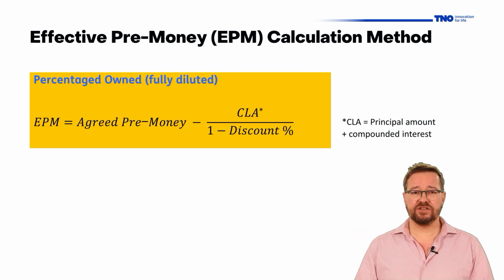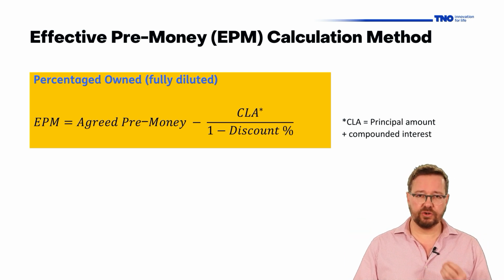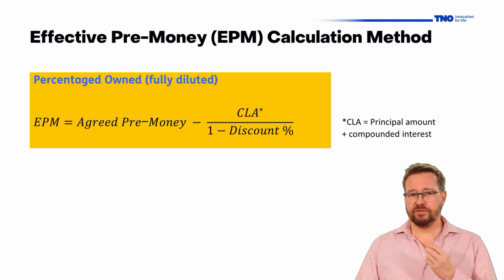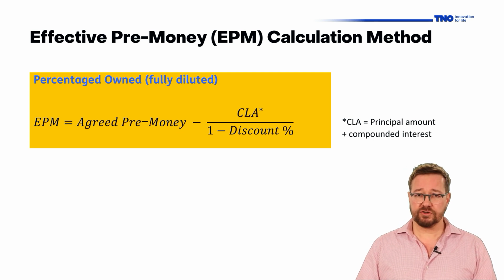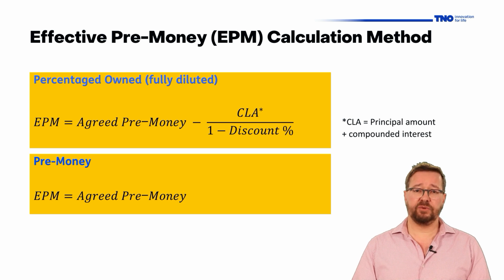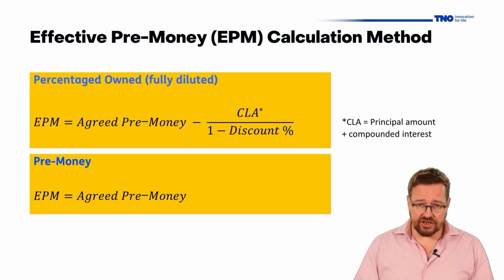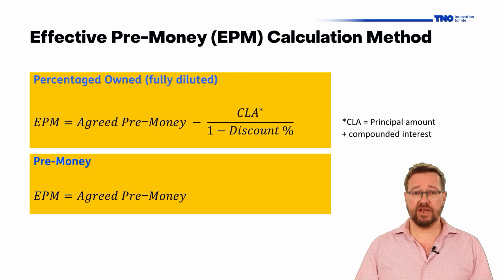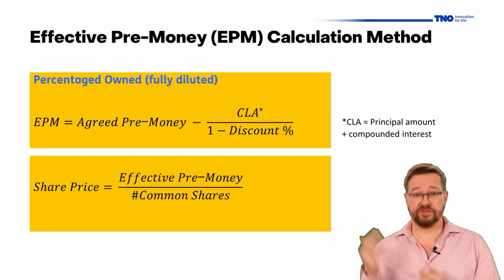Here CLA is the principal amount including compounded interest. In comparison, the pre-money method looks like this. And with this effective pre-money, we can calculate the actual share price at which the investment and conversion take place, which looks like this.